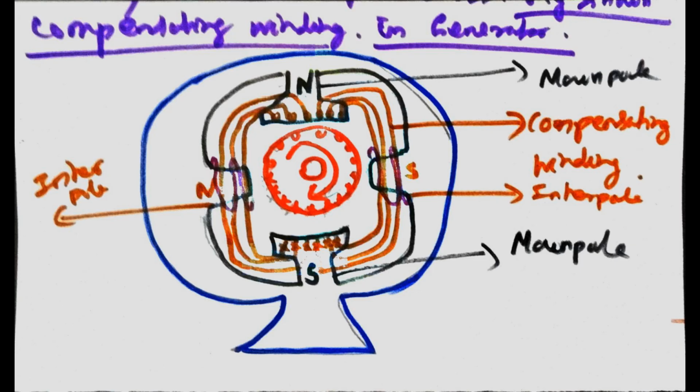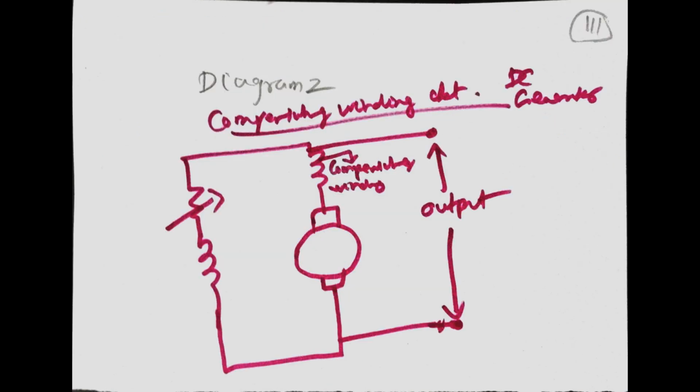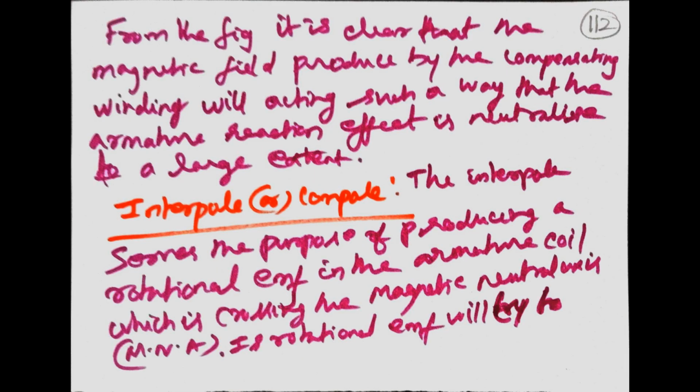The diagram shows compoles and compensating winding. The circuit diagram shows the compensating winding in series with the generator. From the figure, it is clear that the magnetic field produced by the compensating winding will act in such a way that the armature reaction effect is neutralized to a large extent.